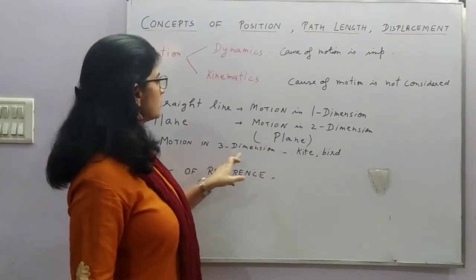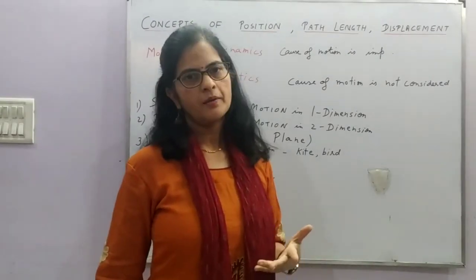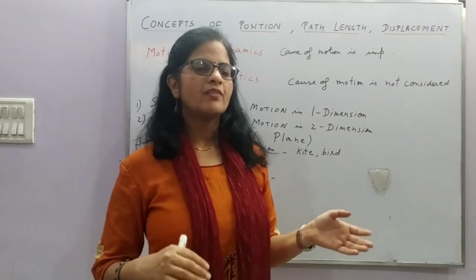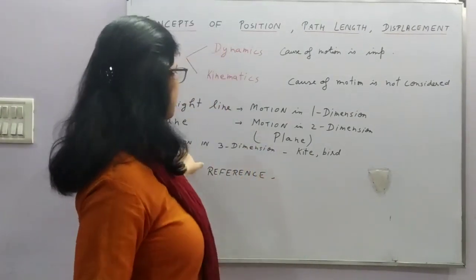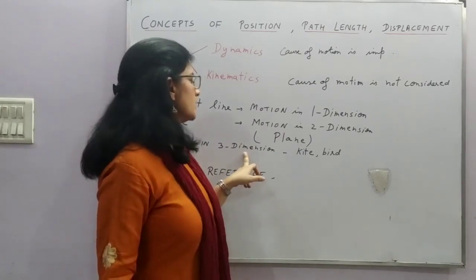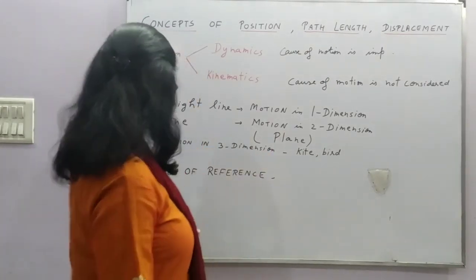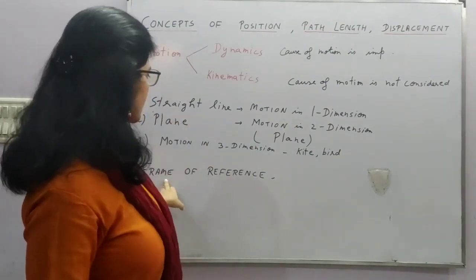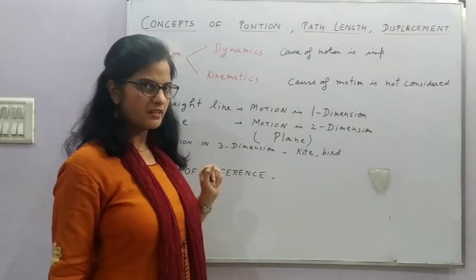Third is motion in three dimensions. For example, a kite flying in the sky may fly right, left, forward, backward, or up, down. So this can be considered a three-dimensional motion. Similarly, a bird flying in the air.